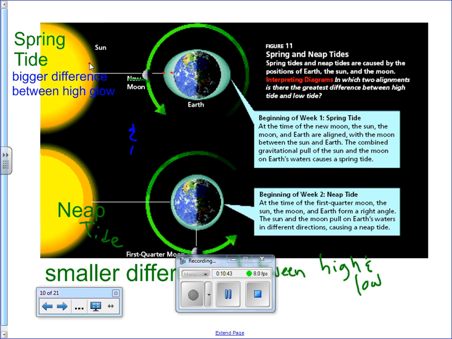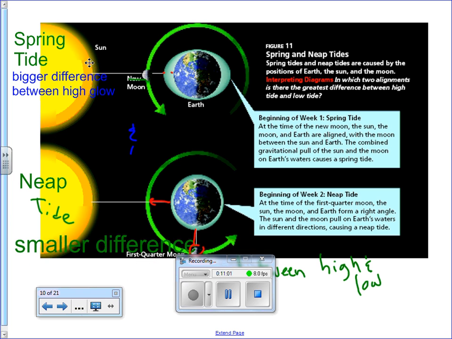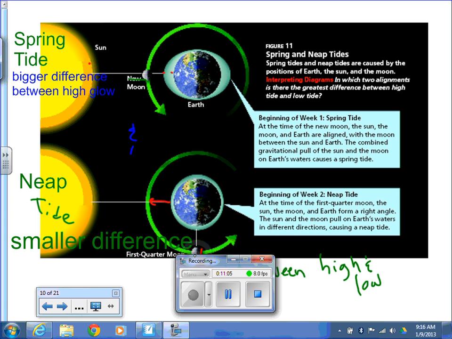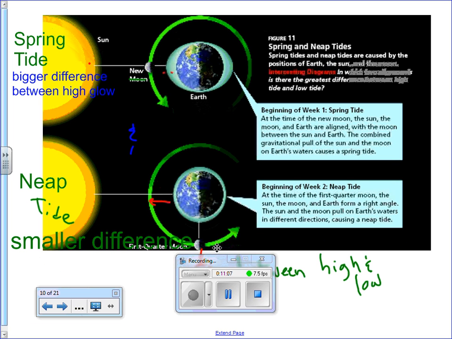This one, the neap tide, which again is kind of a strange word, the moon is here, so the moon's pulling this way and the sun's pulling this way. And so this is not going to be as big of a tide. The way they describe it is they say there's a smaller difference between the high tide and the low tide, but basically it's not as high of a tide.